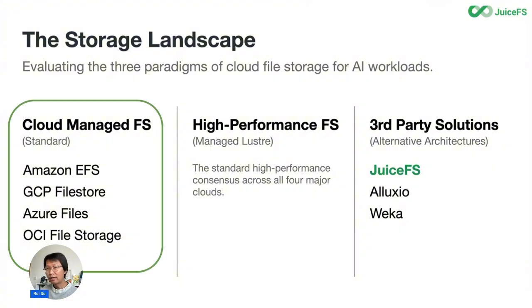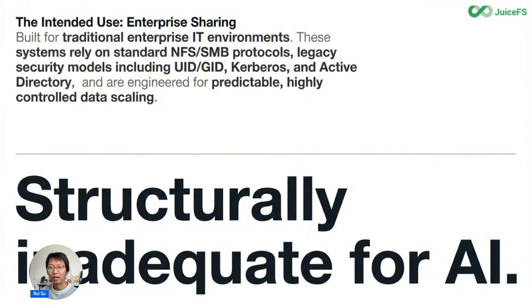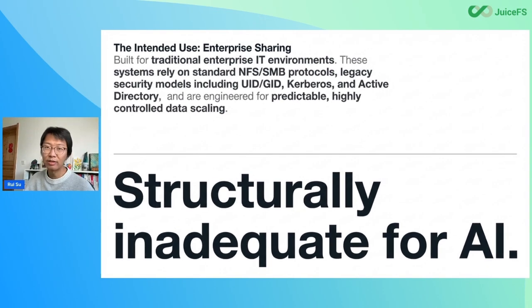Now let's look at cloud managed file systems. This group includes Amazon EFS, GCP Filestore, Azure Files, and OCI File Storage. What are these products made for? In simple words, they are standard file servers in the cloud. Most of them use NFS, and Azure mainly uses SMB. Because they use standard protocols, they fit well into existing software systems. You don't need to install any special client.